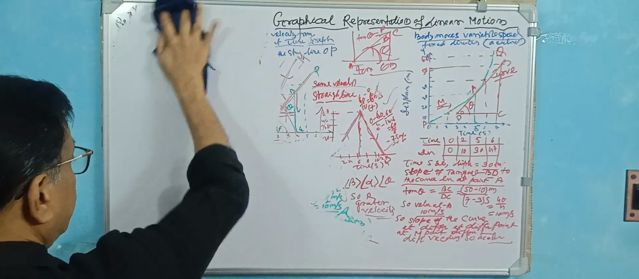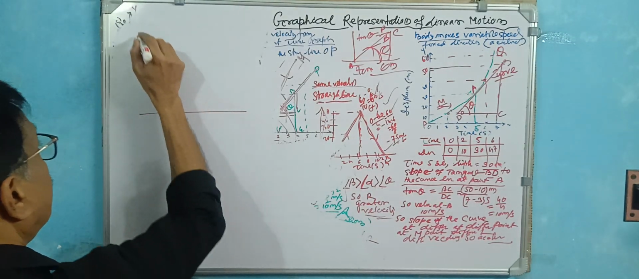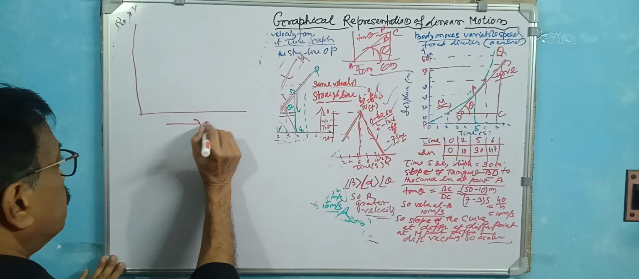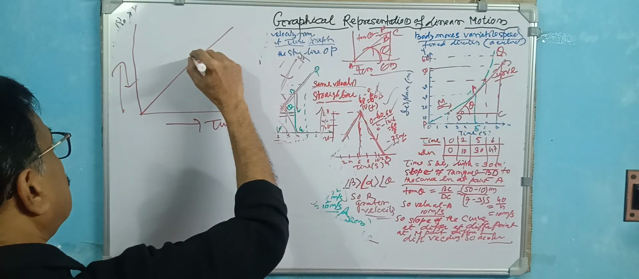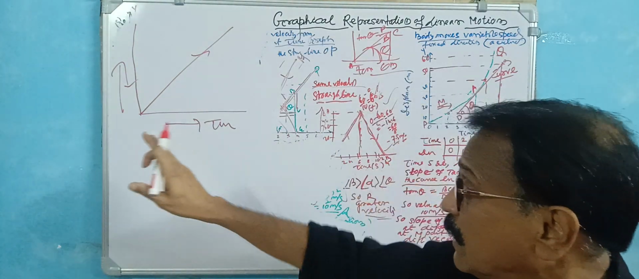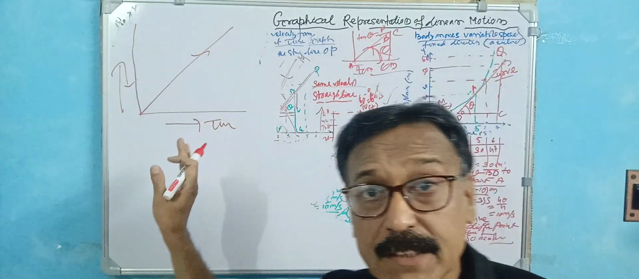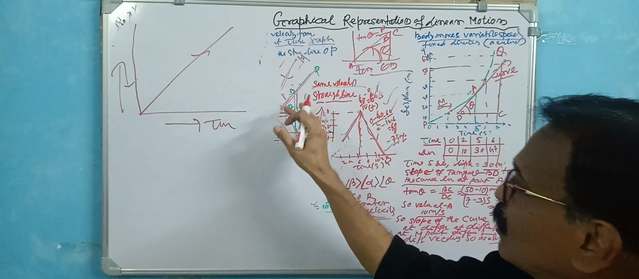If there is a movement here, here is time, very important, here is displacement. So these indicate straight line motion. There is no change in velocity. That means there is no acceleration. Okay. And you can calculate the velocity from there.